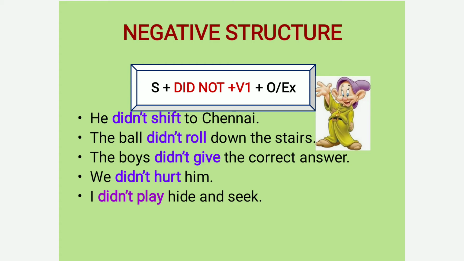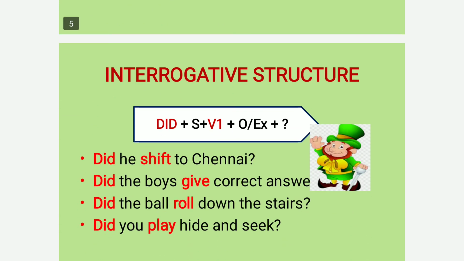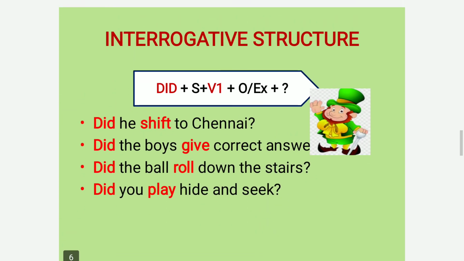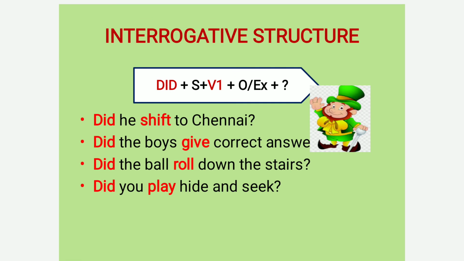In a negative sentence, the verb which follows the negative word or the helping verb must be in the V1 form. Next, we are going to learn the interrogative structure. What is interrogative? We all know that interrogative means it asks a question.